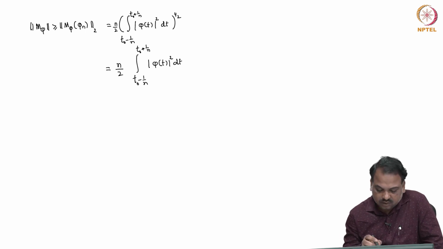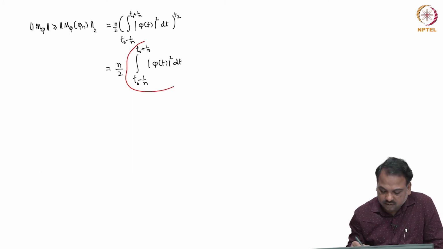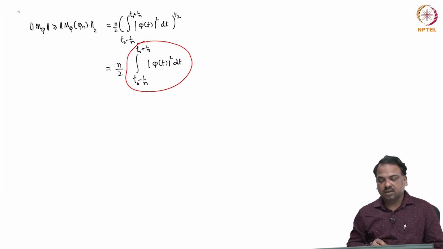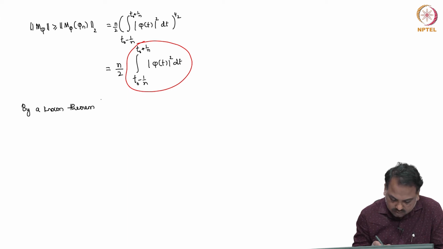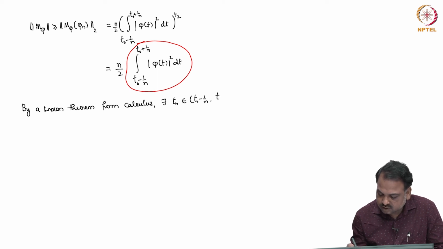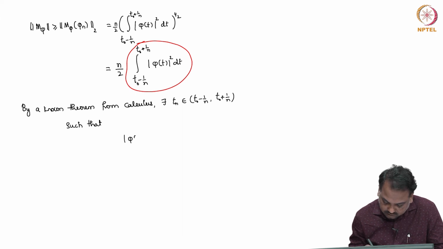Now we want to find out the value of this. We know that mod phi of t is a continuous positive function. So by a known theorem from calculus, there exists Tn in this interval t0 minus 1 by n, t0 plus 1 by n, such that mod of phi of Tn squared equals the average.